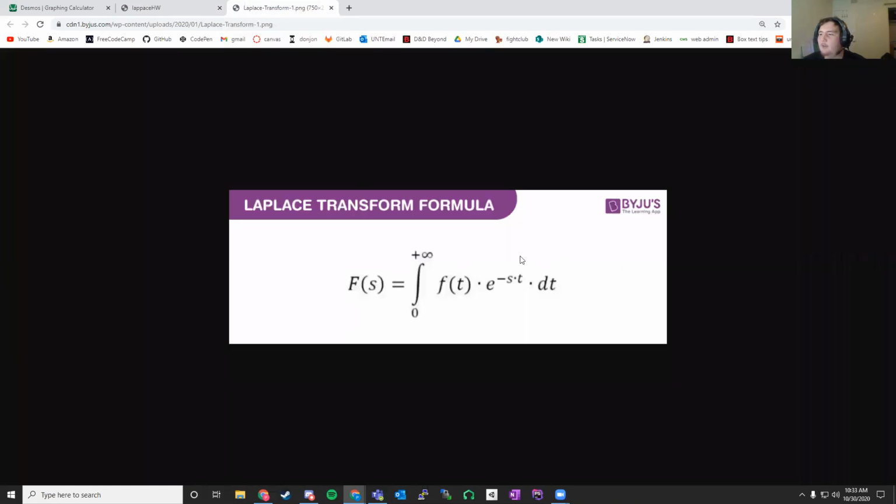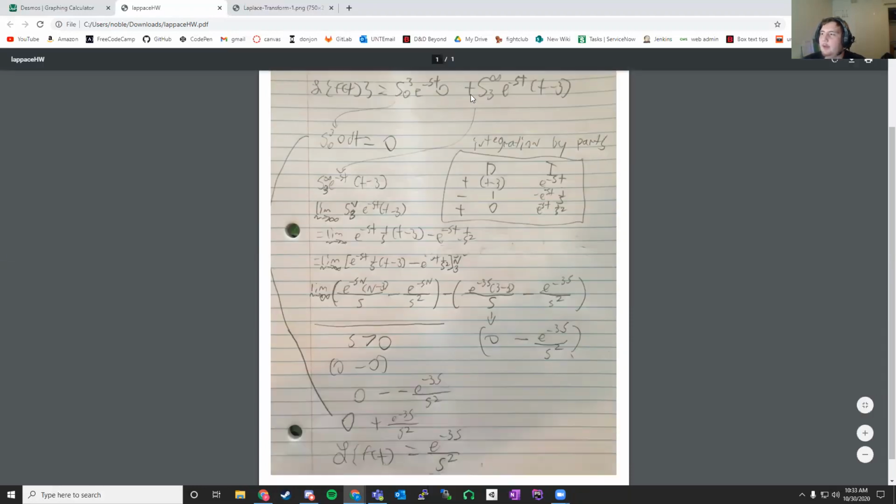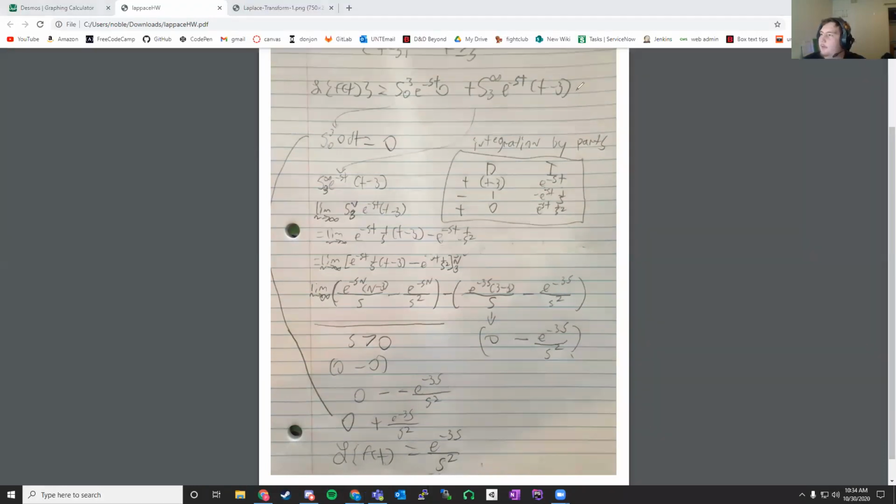First, we know the definition of a Laplace transform is just the integral from 0 to infinity of our function times e to the negative st dt. And with a piecewise function, you just do the same thing, just in pieces. So we'll integrate from 0 to 3 for this function, and then from 3 to infinity for this function. So the Laplace transform equals the integral from 0 to 3 of e to the negative st times 0, plus the integral from 3 to infinity of e to the negative st times t minus 3. Keep in mind there should be a dt in both these places. That must have been forgotten.